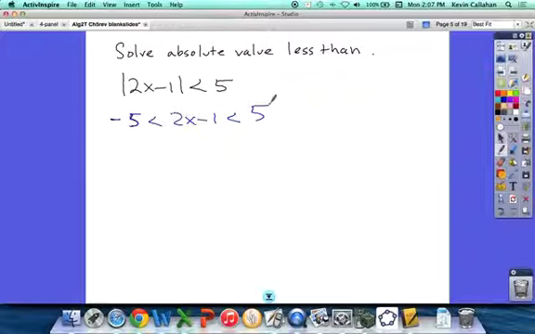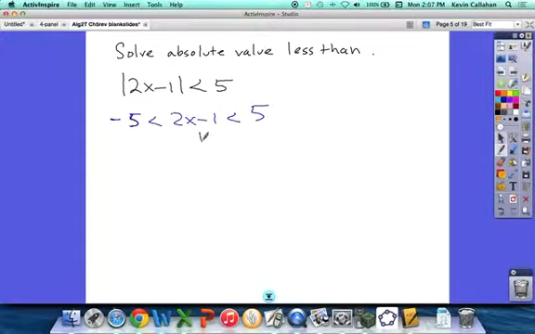Right? It's telling you that that variable expression is in between. Its values are in between negative 5 and 5. Anywhere in the middle of that is okay. Right? How do you solve a three-part inequality? You solve for the variable in the middle, right? So you're isolating the variable that's in the middle section of the three-part inequality.